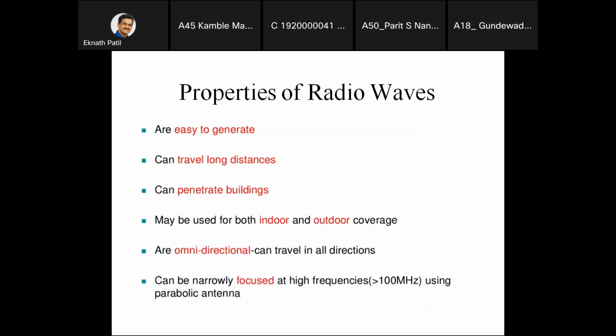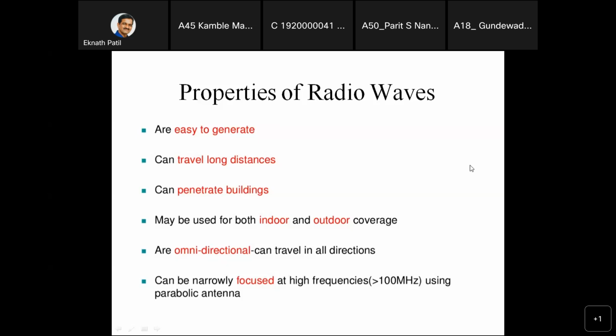Now, properties of radio waves. Radio waves are easy to generate. We can have an antenna which has an electrical signal as input, and the antenna is going to radiate the signal. It can travel long distances, according to the power content in those waves. It can penetrate buildings. We have a mobile, and we cannot see the base station if we are in the building, and still we can receive the signals, because they penetrate through walls, floors, or any type of roof. That's why it is possible to receive the signal in the building. They may be used for both indoor and outdoor coverage.